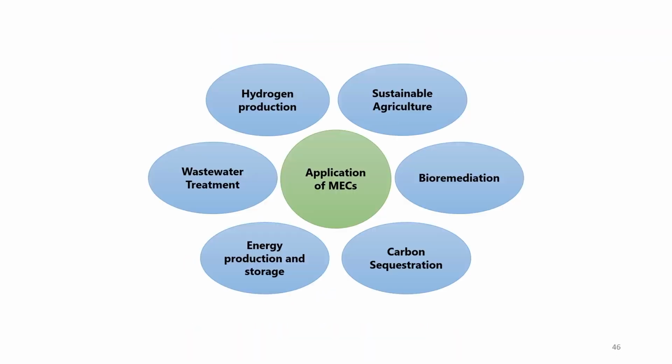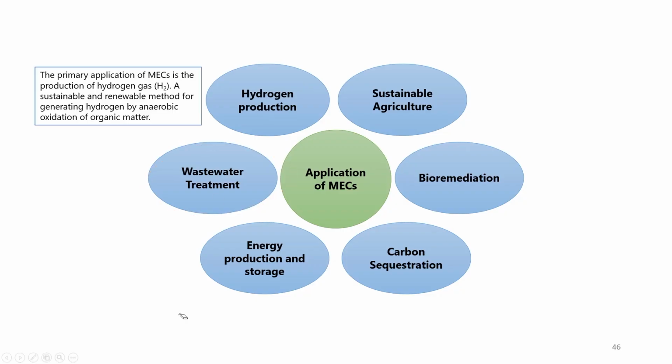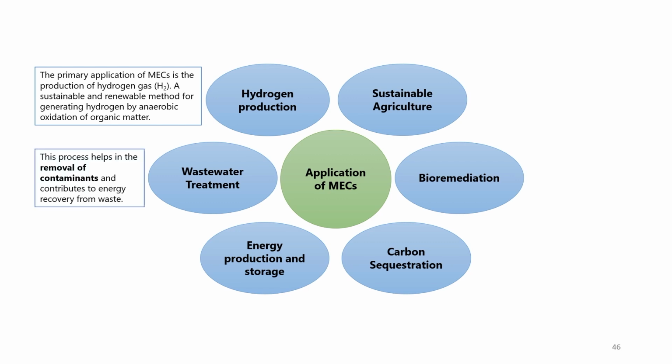So, various applications of MECs are there. Number one is hydrogen production, which we could see in the reaction. Then it helps in sustainable agriculture, in bioremediation, in carbon dioxide fixation or carbon sequestration, and we can have energy production and storage and wastewater treatment. The primary application of MEC is the production of hydrogen gas, a sustainable and renewable method for generating hydrogen by anaerobic oxidation of organic matter.